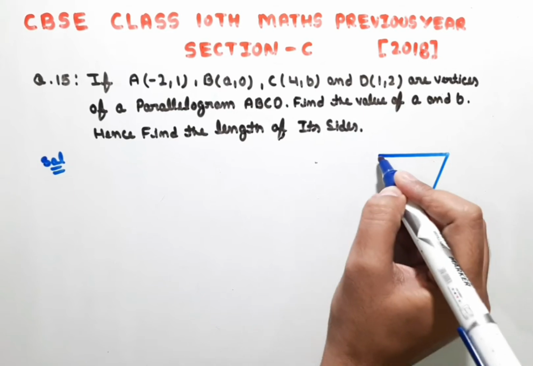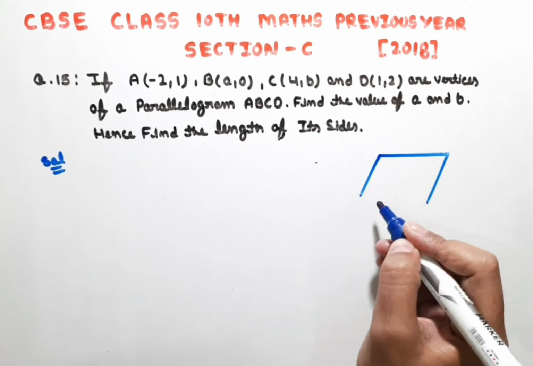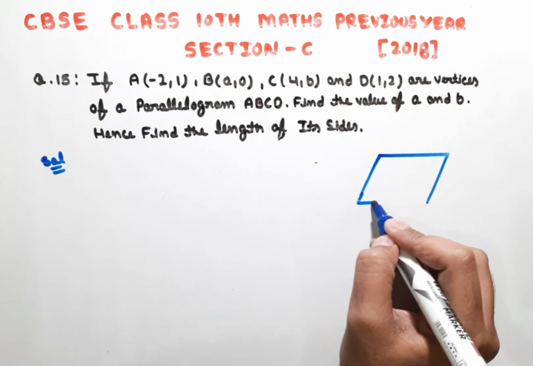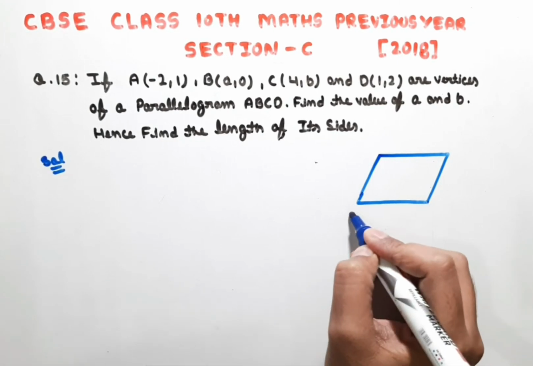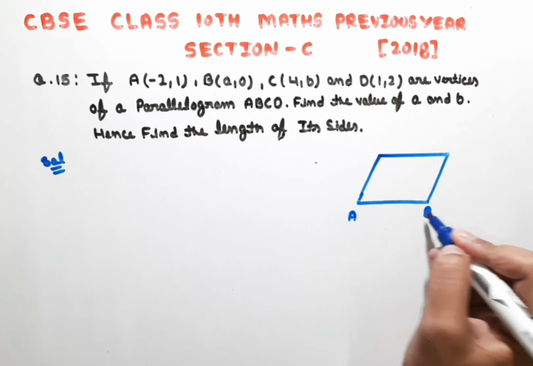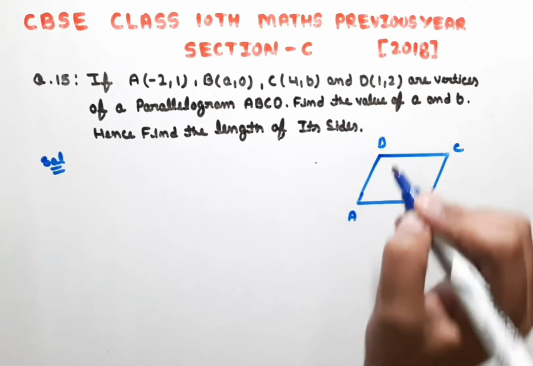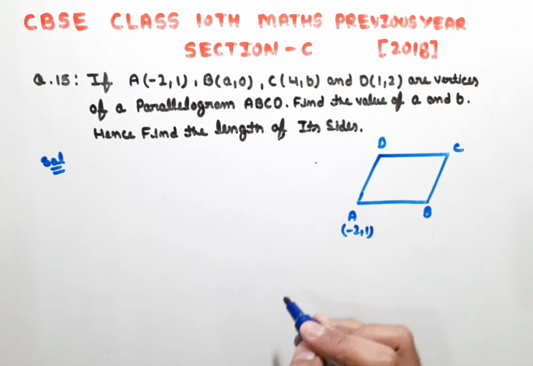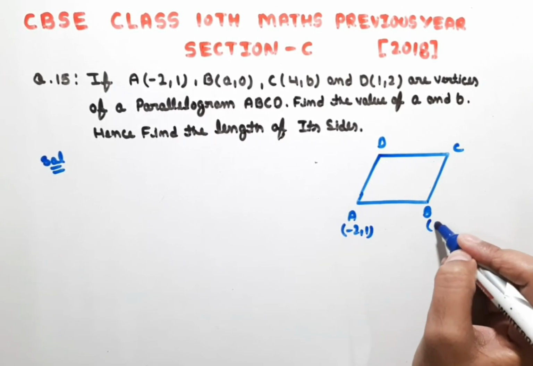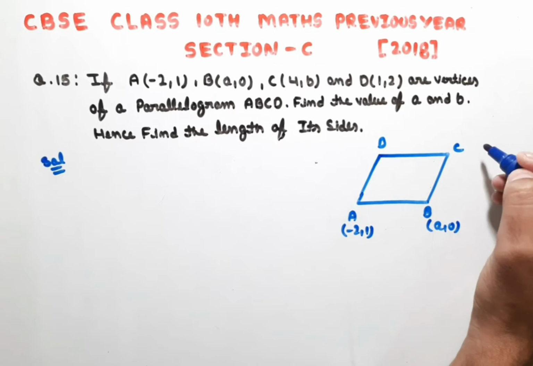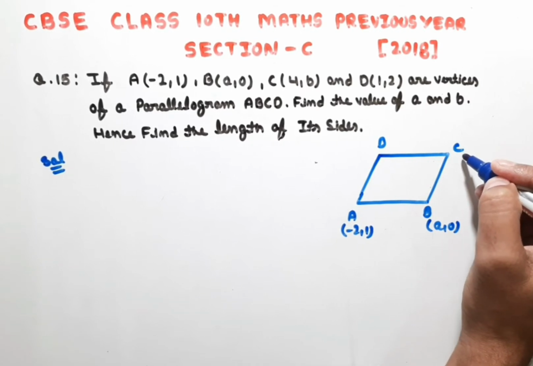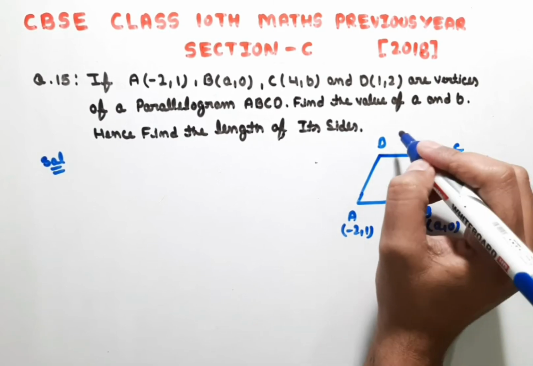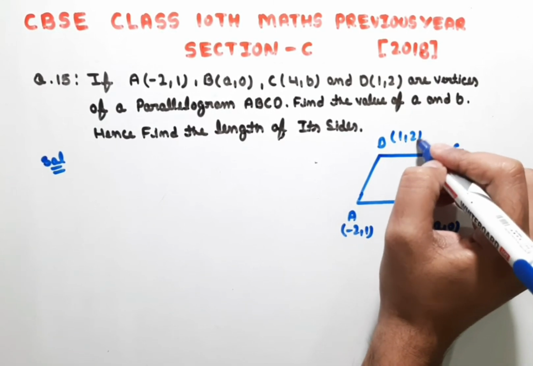Let this be a parallelogram ABCD. Coordinate of point A is minus 2, 1. Coordinate of point B is a, 0. Coordinate of point C is 4, b and coordinate of point D is 1, 2.